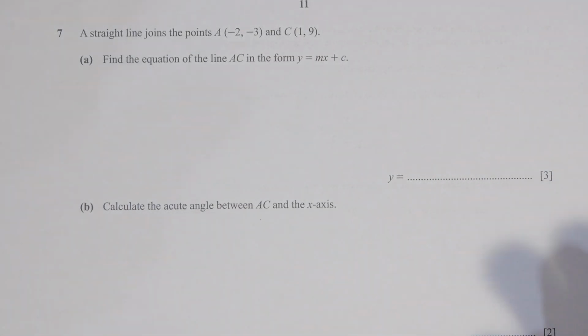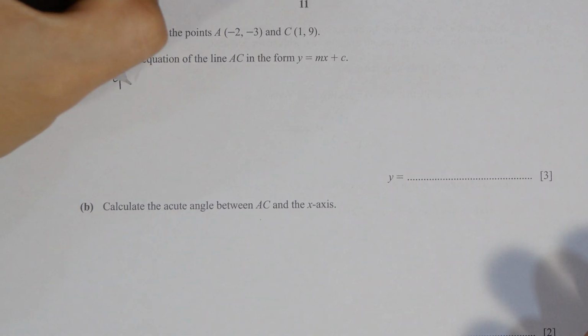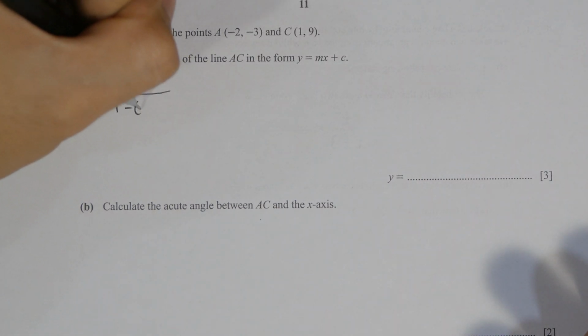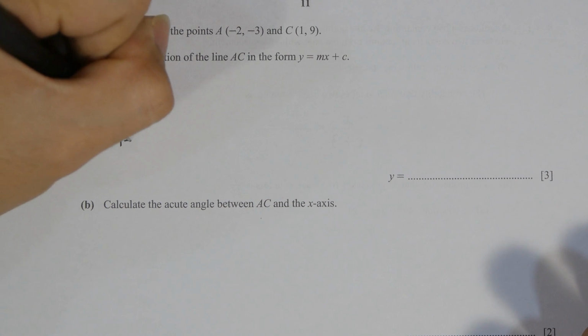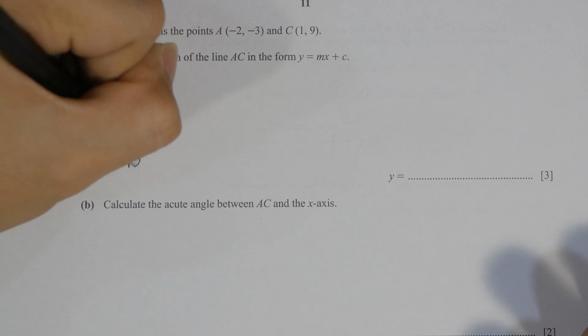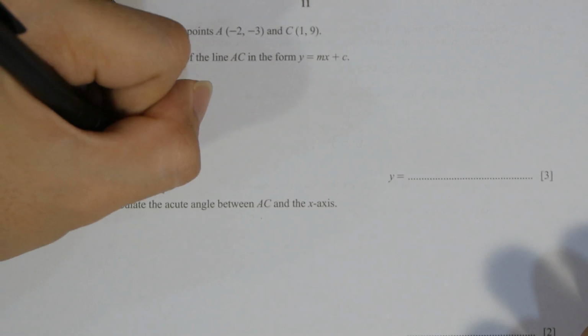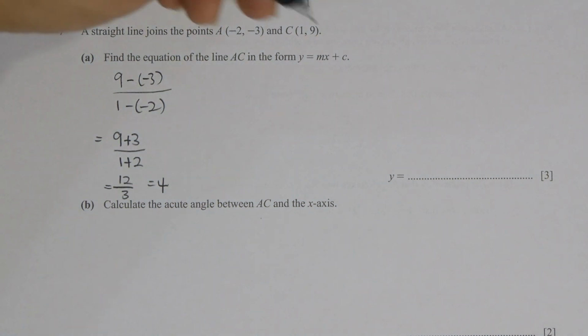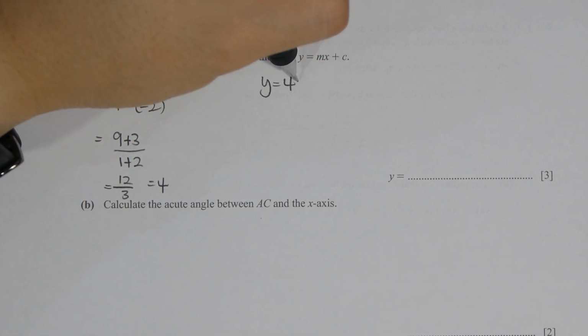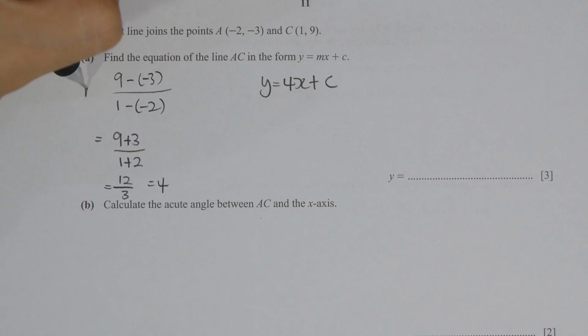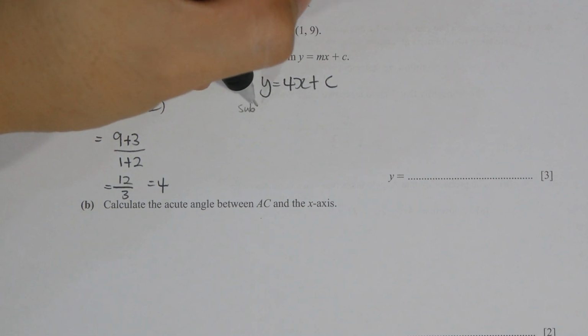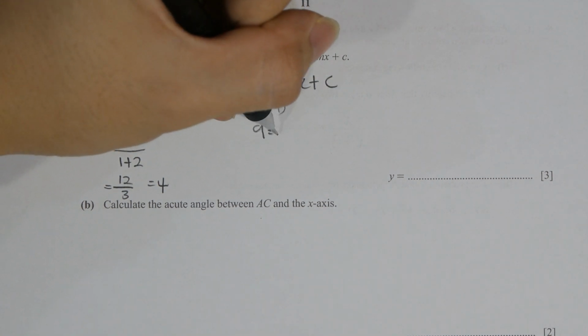Question 7. Okay, first thing that I did was to find the gradient. After the calculation, I get it as 4. Substitute the 1, 9. Okay, you can choose between A and C. I just use C for example. So you get your c equals 5. So your entire equation will be y = 4x plus 5.